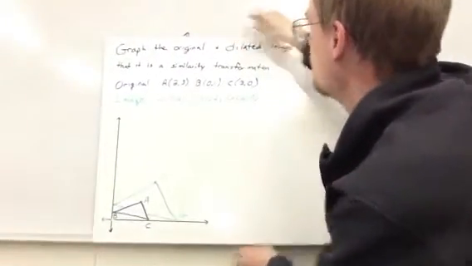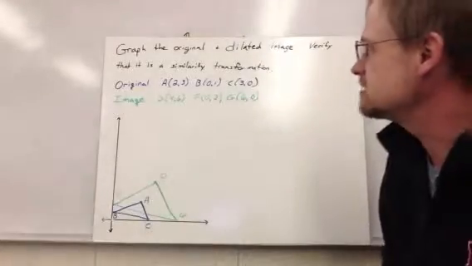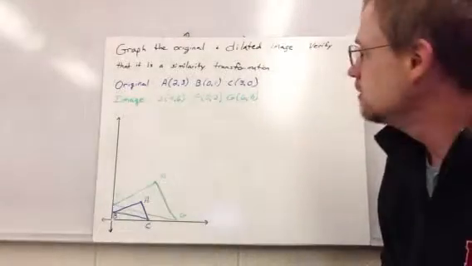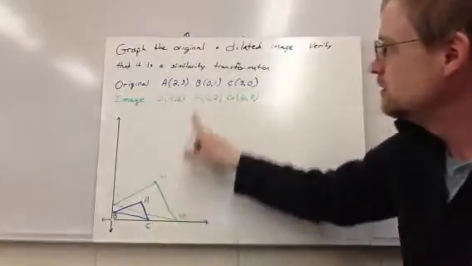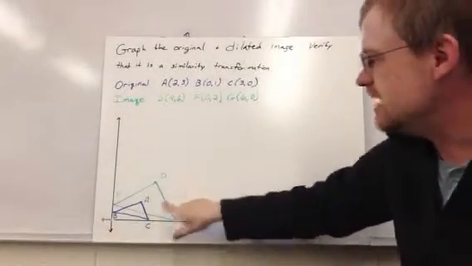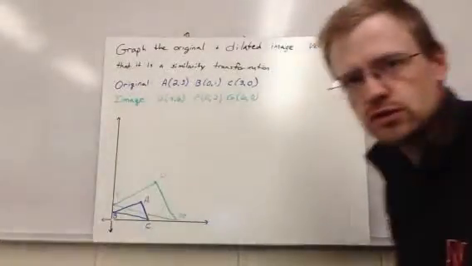Okay, on this one, we graph the original and dilated image. Verify it's a similarity transformation. I had an original of ABC. I graphed that down here in blue. And the image DFG, I graphed that in green. This is a good one to look at.